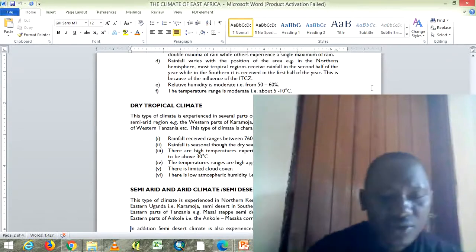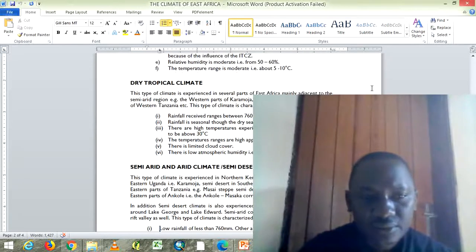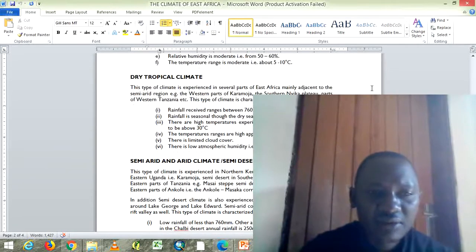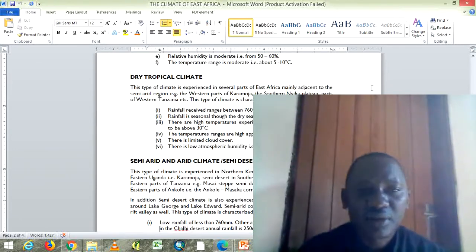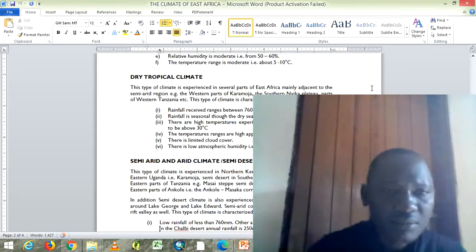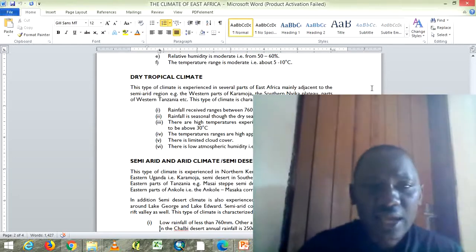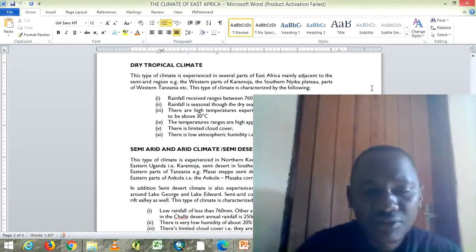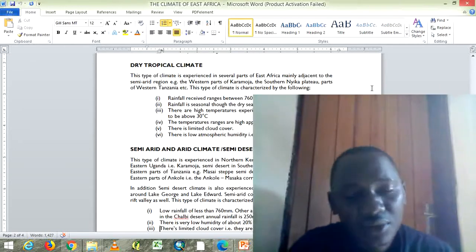Then we have the dry tropical climate. This type of climate is experienced in several parts of East Africa, mainly adjacent to the arid region, e.g. the western parts of Karamoja and the southern Nyika Plateau, parts of western Tanzania, and is characterized by the following characteristics. The rainfall received ranges between 760 to 1,000.